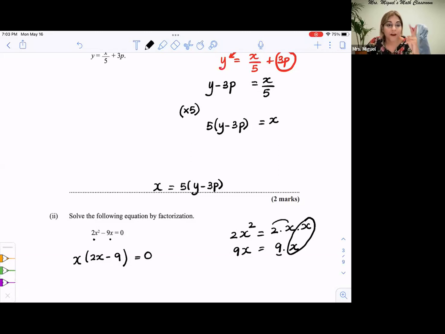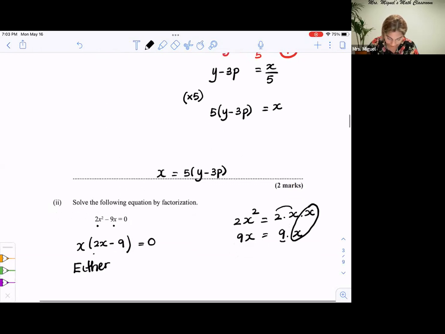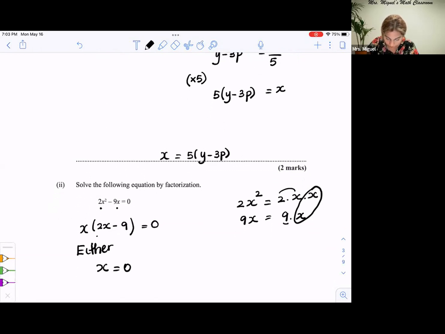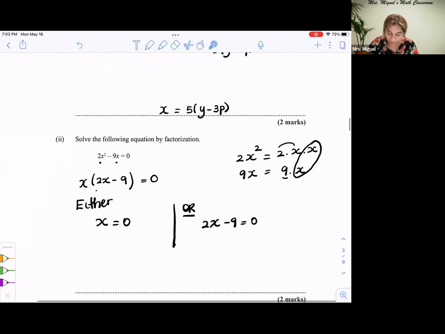So remember, for quadratic, you must have two solutions. So here, either x is equal to 0 or 2x minus 9 is 0. I want you to solve this for x. So take it down and solve for x. You are solving for x by removing this to this side. Here we are making x the subject. So we wanted x equal. So remove the minus 9 to this side and then divide by 2.